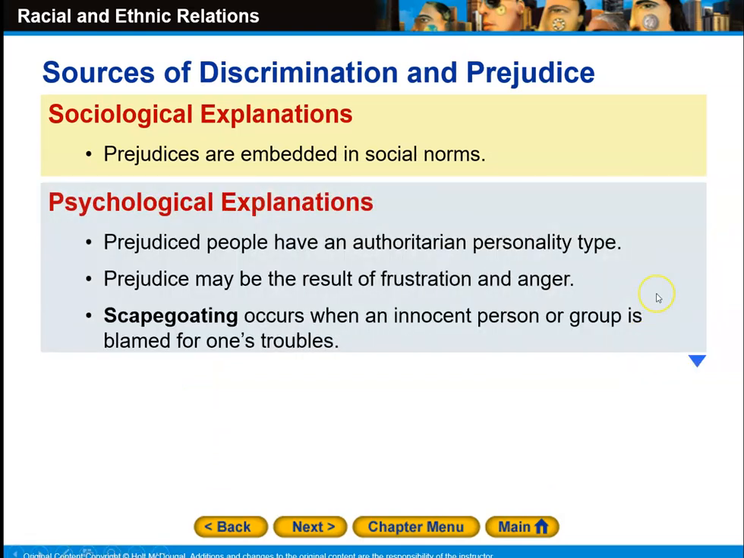Sociological explanations of prejudice. Prejudices are embedded into our social norms. Our psychological explanation is that prejudiced people have an authoritarian personality type. Prejudice may be the result of frustration and anger. Scapegoating occurs when an innocent person or group is blamed for one's trouble.